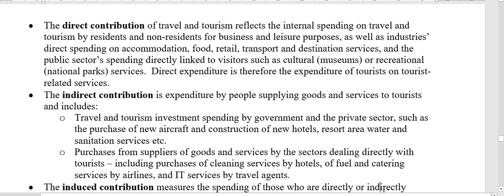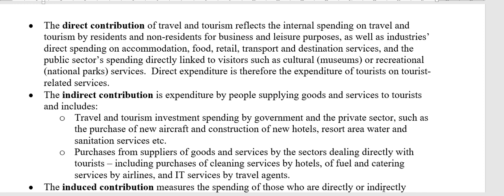Your direct contribution of travel and tourism is the spending on travel and tourism by residents and non-residents. Remember, we have domestic tourists as well as international tourists. So anybody that is traveling and qualifies as tourism needs at least one night, and a maximum of 160 kilometers away from their normal environment. They are spending money there on participating in activities, etc., etc.